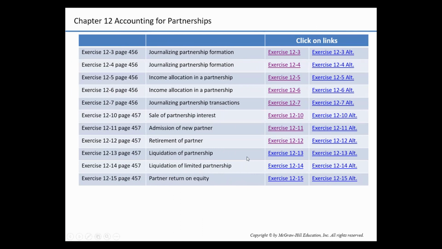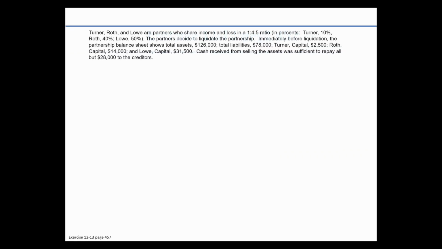Now we're going to discuss what happens when we liquidate a partnership, meaning that the partnership is dissolved. It's no more. We're ending the partnership. It's going out of business. So Turner, Roth, and Lowe are partners who share income and loss on a 1-4-5 ratio. So again, Turner would be 10%, Roth 40%, Lowe 50%. Now the partners decide to liquidate the partnership. So they're going to close their business.